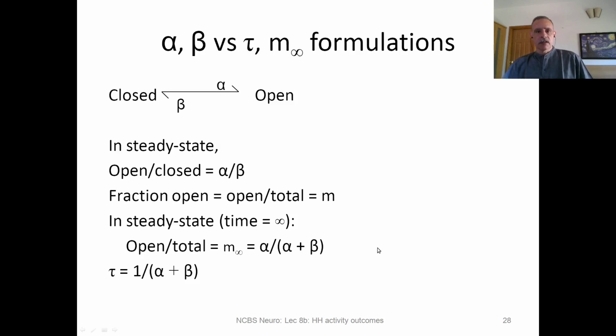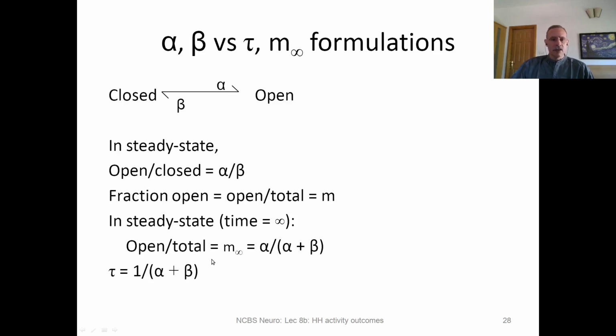So this is a relation that you can use to estimate the mapping between alpha, beta, and tau and m infinity. So here it is, closed to open, alpha, beta. In steady state, the ratio of open to closed is simply alpha over beta. Okay? Therefore, fraction open, which is open divided by total, is equal to m. That's the definition of m. In steady state, at time equals infinity, we have open by closed is alpha by beta. Therefore, open by total is alpha by alpha plus beta. You can work through the algebra, but it's very simple algebra.